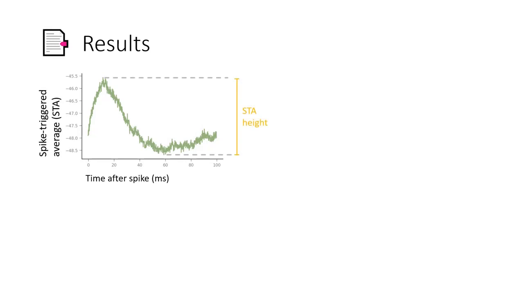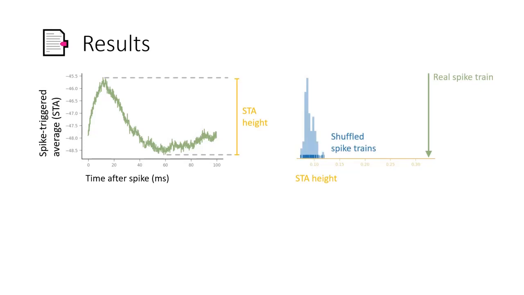Well, first we measure the STA height, the spike triggered average height, and we plot it on a number line. Then we calculate a new spike triggered average, but this time based on random spike times. We get these random spike times by shuffling the real spike train. If you then plot the heights of these STAs based on random spikes, they fall somewhere on the number line here, and you can use this to actually calculate the p-value. The limit of this p-value is defined by how many shuffles you do. In this case, we did 100 shuffles.